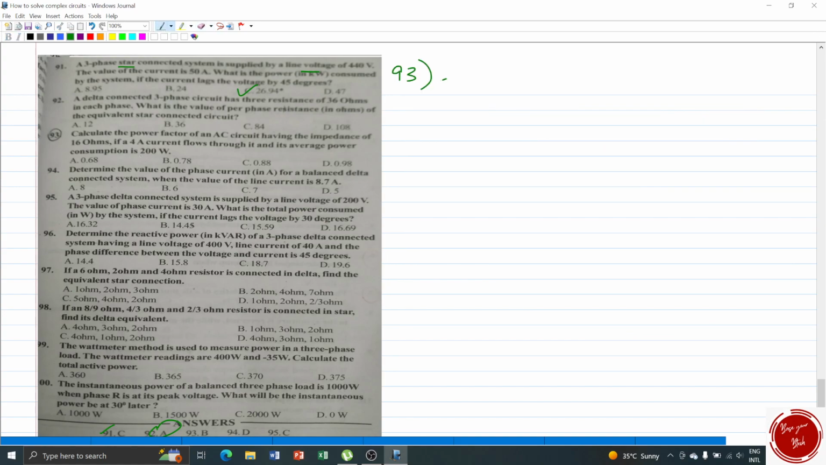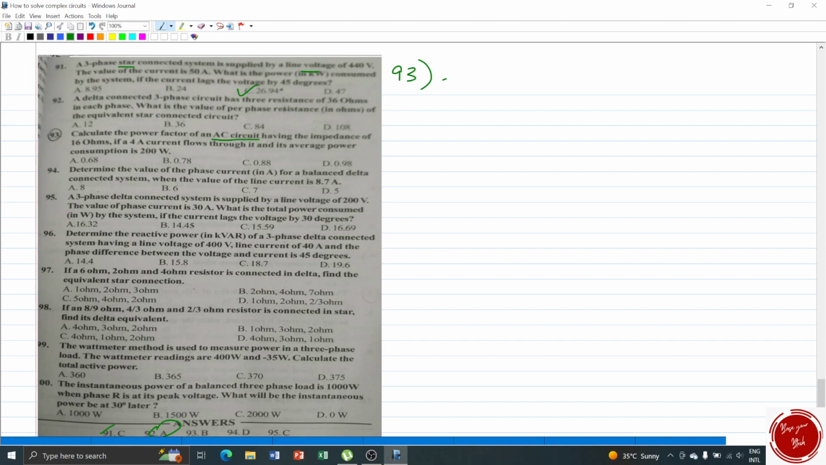93. Calculate the power factor of an AC circuit having an impedance of 16 ohms if a 4 ampere current flows through it and its average power consumption is 200 watts. I don't know why this question is among the three-phase system questions, because there is no mention of three-phase. They have just said it is an AC circuit.